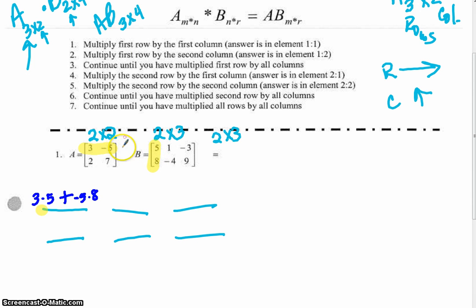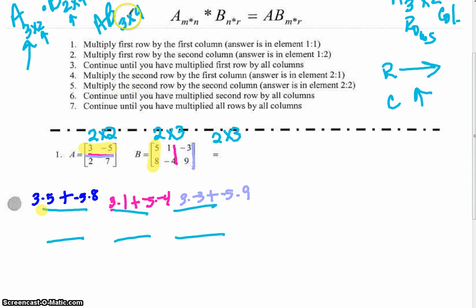So now this next spot right here, that would be row 1, column 2. So you're going to take row 1 times column 2. So that's going to be 3 times 1 plus negative 5 times negative 4. Moving to the next one. This is row 1, column 3. So it's row 1 times column 3. So that's going to be 3 times negative 3 plus negative 5 times 9.